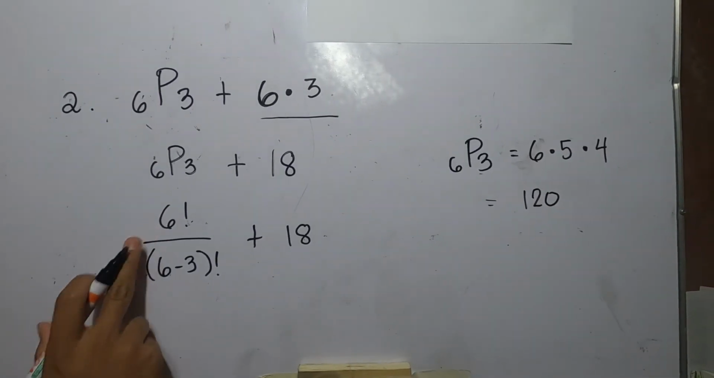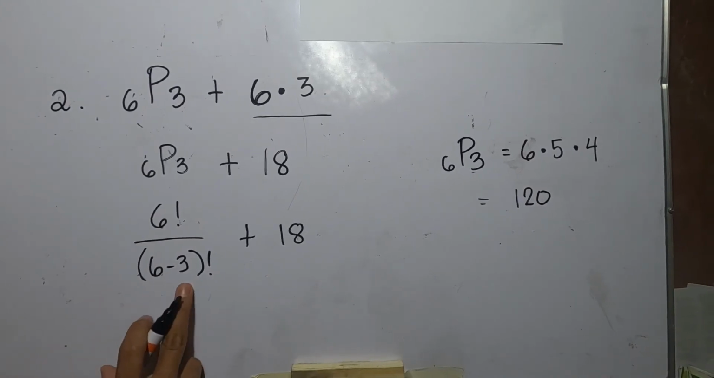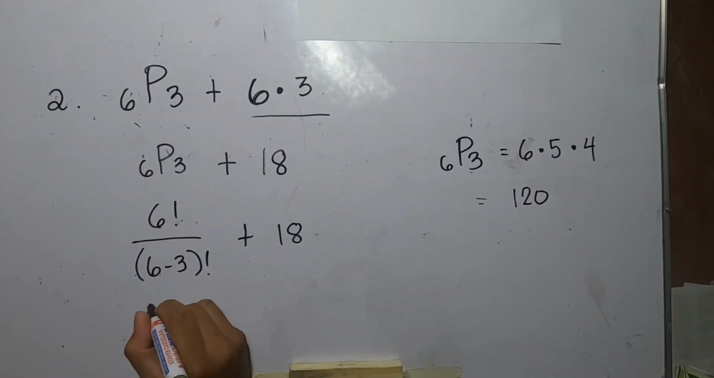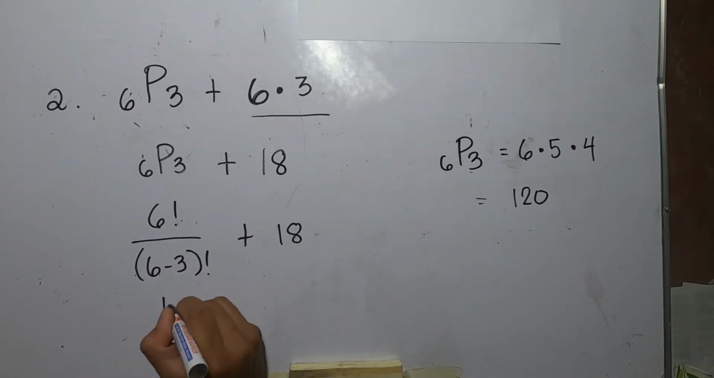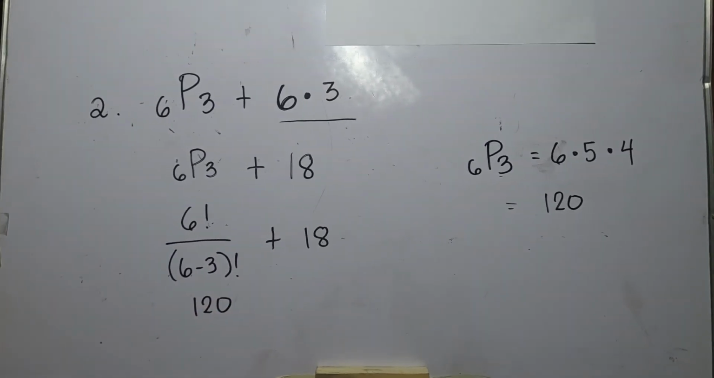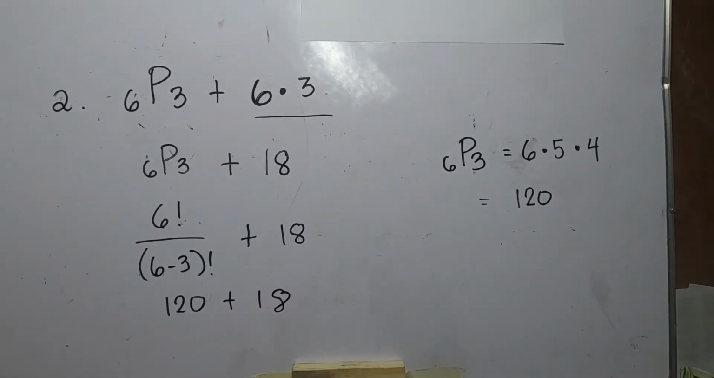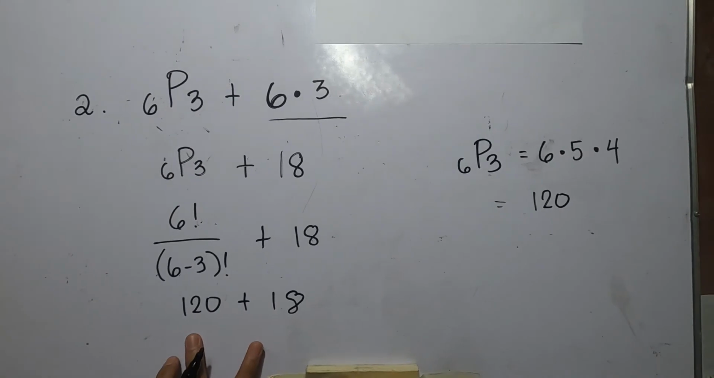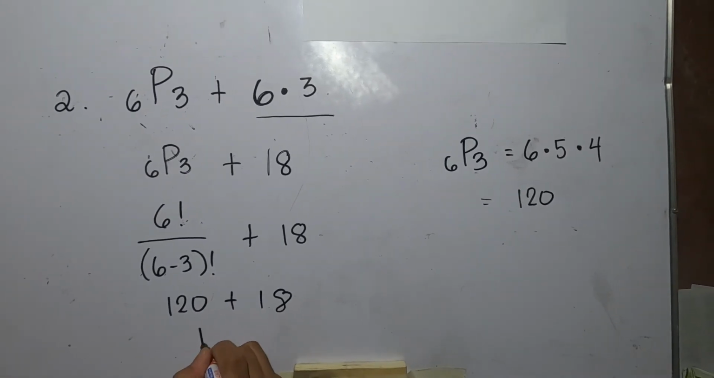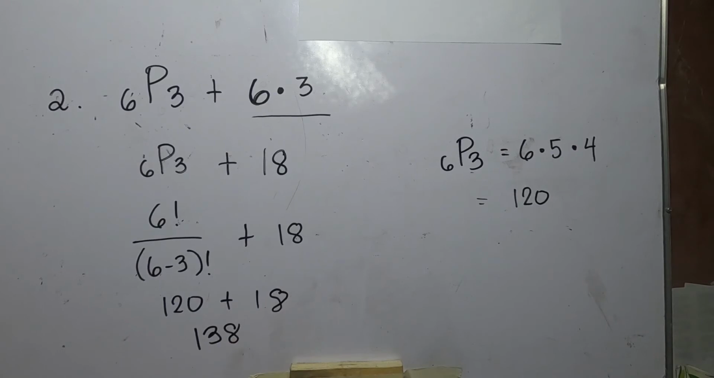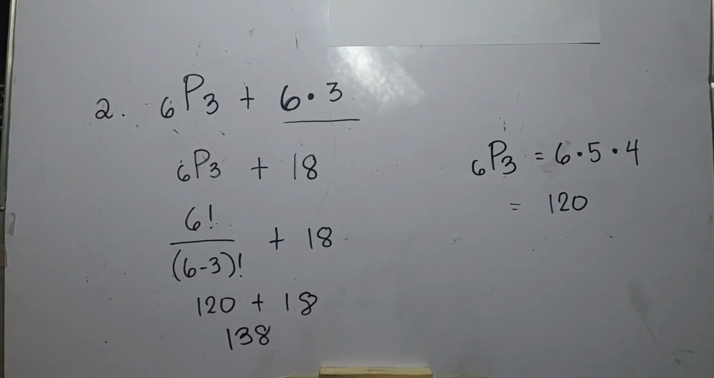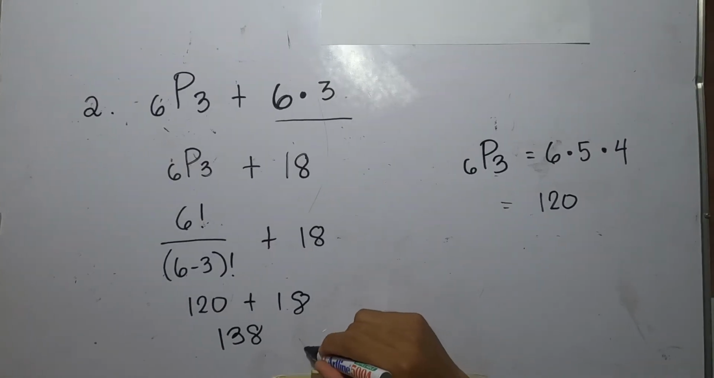So this 6 factorial divided by the quantity of 6 minus 3 factorial is the same as 120. Then, that is to be added by 18. 120 plus 18 is 138. So our answer in permutation of 6 taken 3 added by the product of 6 and 3 is equal to 138.